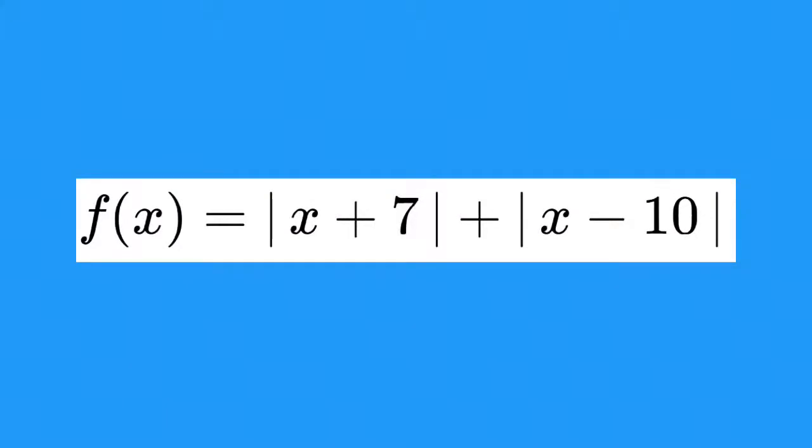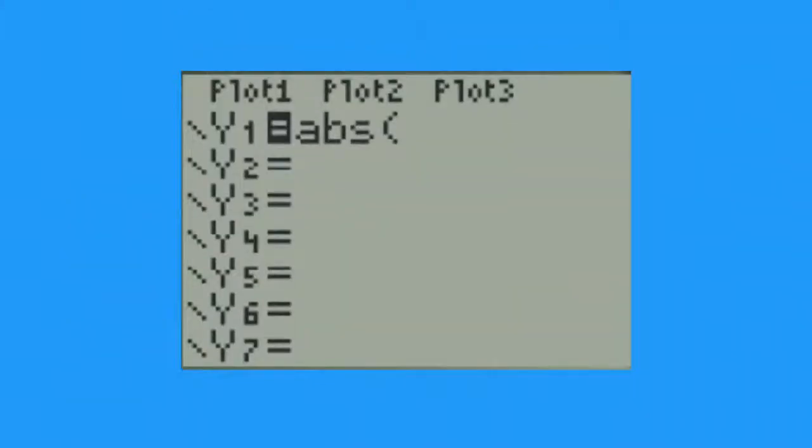Remember that this is our function. If you have not already copied it down, pause the video and copy this function now. We will need to type the function in. The function uses the absolute value. In this example, I will be showing you how to access the absolute value.